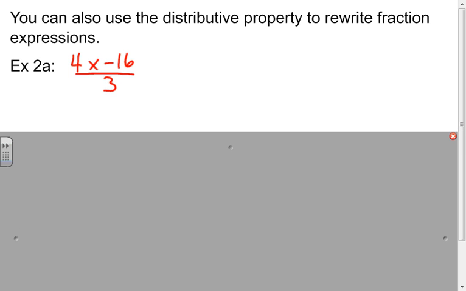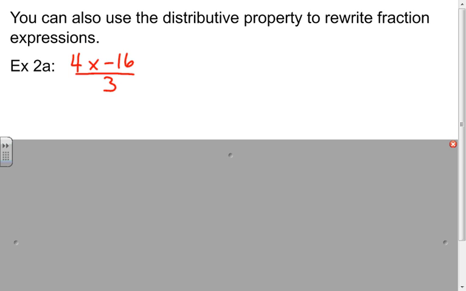New topic. You can also use distributive property to help you rewrite things that look like messy fractions. Okay. Here's an example of a problem. If this is a fraction, there's 2 things on top, 1 thing on the bottom. If I have 2 things on top and 1 thing on the bottom, I can split it up into 2 parts. So I do 4x with the 3 on the bottom, and I do 16 with the 3 on the bottom. The sign that's in the middle of the original problem is a negative sign, so it stays as a negative sign in the middle of this.